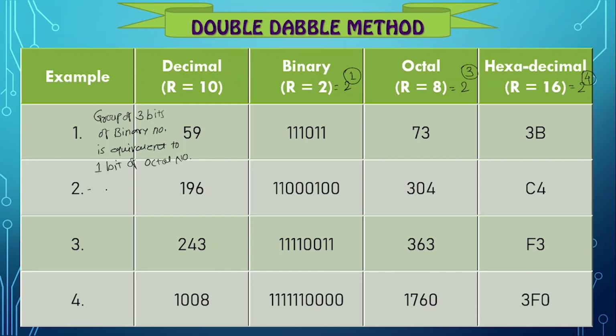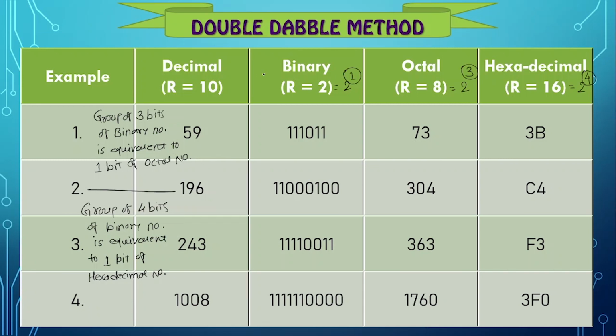The second point is that a group of 4 bits of a binary number is equivalent to 1 bit of a hexadecimal number. So these two points are very important as far as the conversion is concerned.